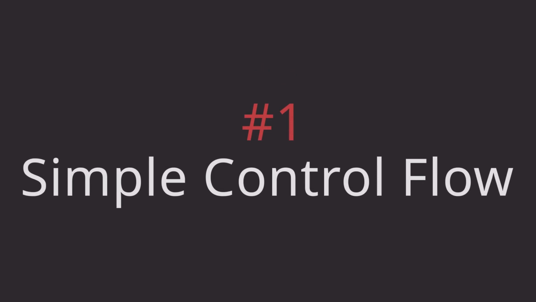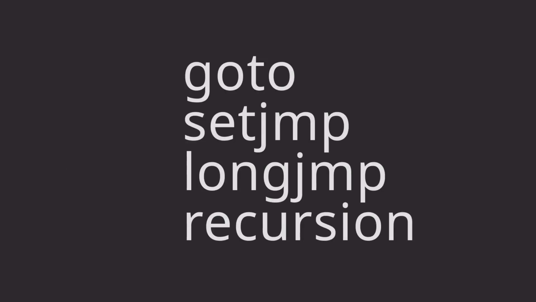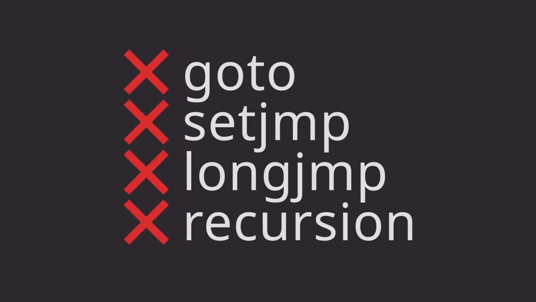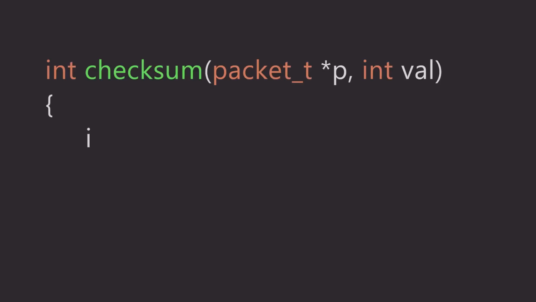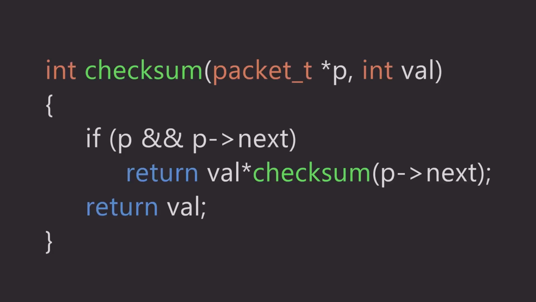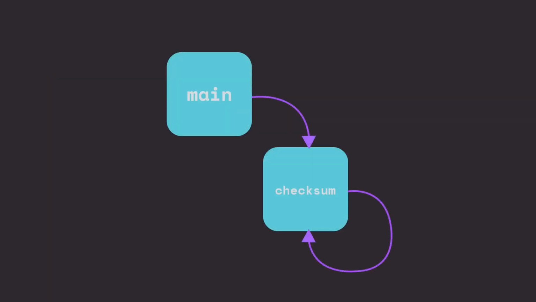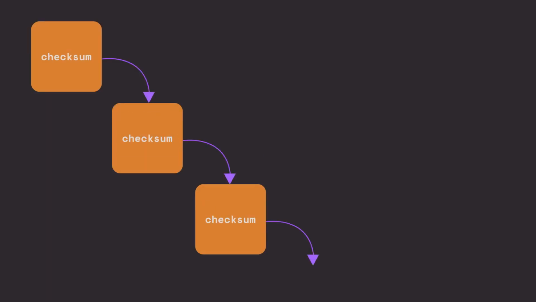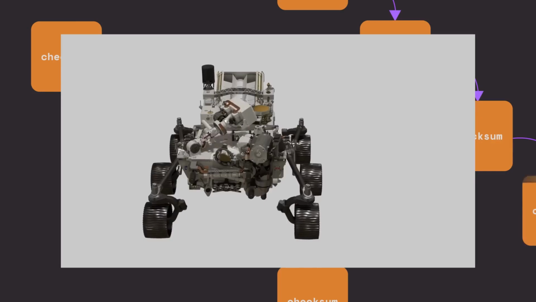NASA restricts their code to simple control flow constructs. This means that they do not use goto statements or setjmp or longjmp. They also do not use recursion. Recursion, or a function that calls into itself, creates very hard to follow cyclic code control flow graphs. Recursive code can lead to runaway code, which can crash, especially in embedded systems.